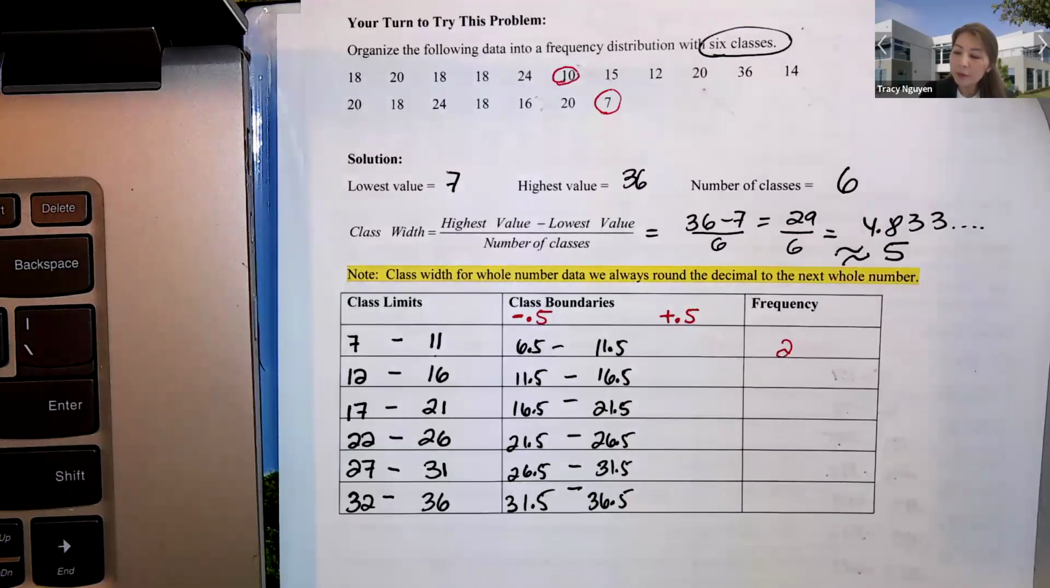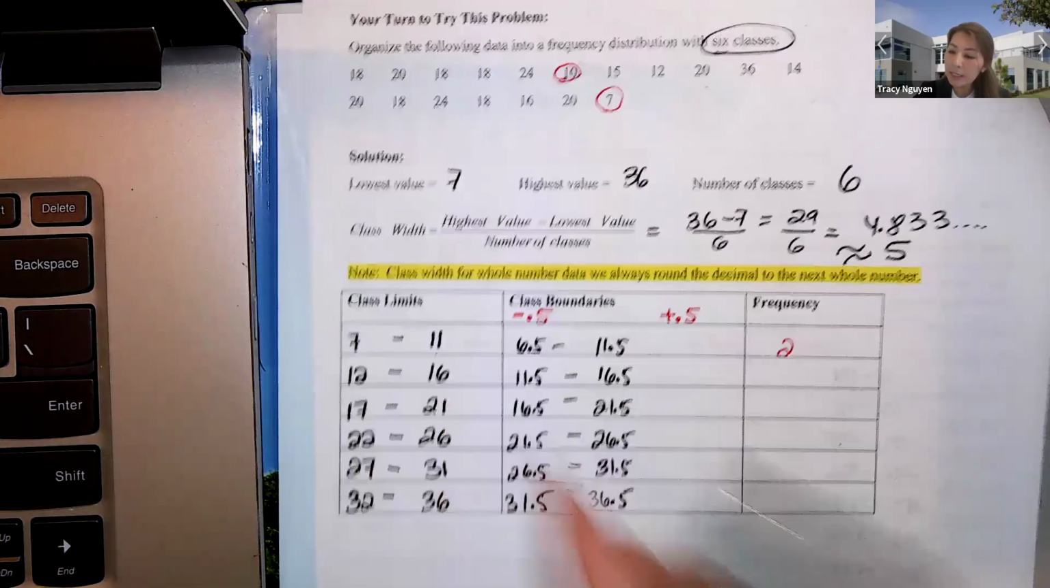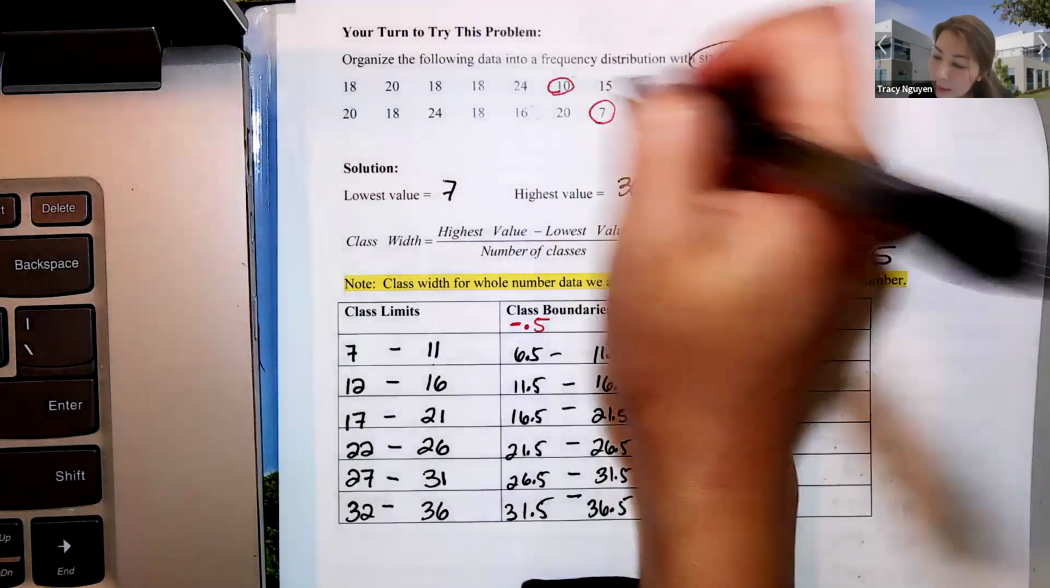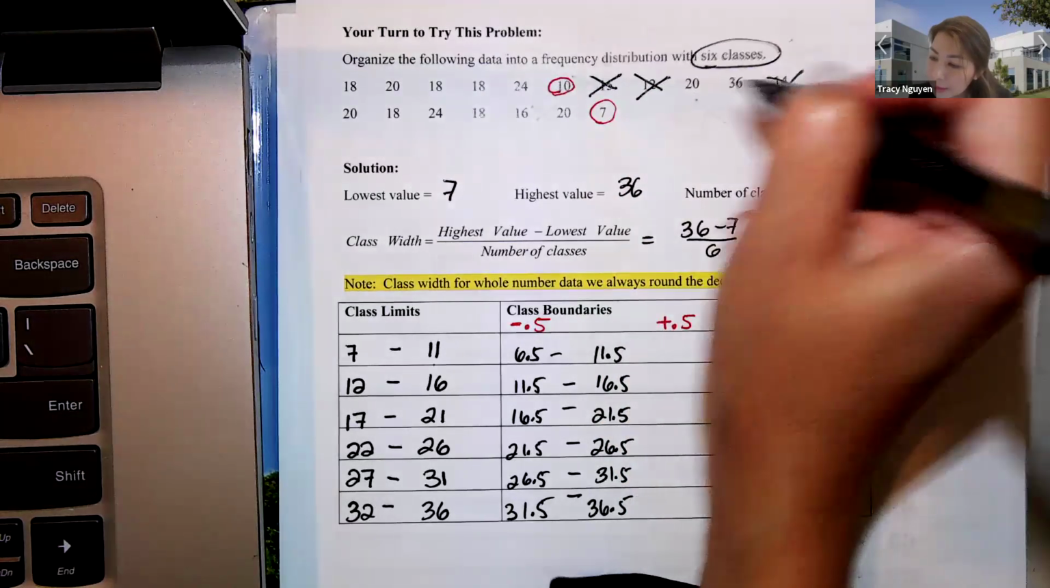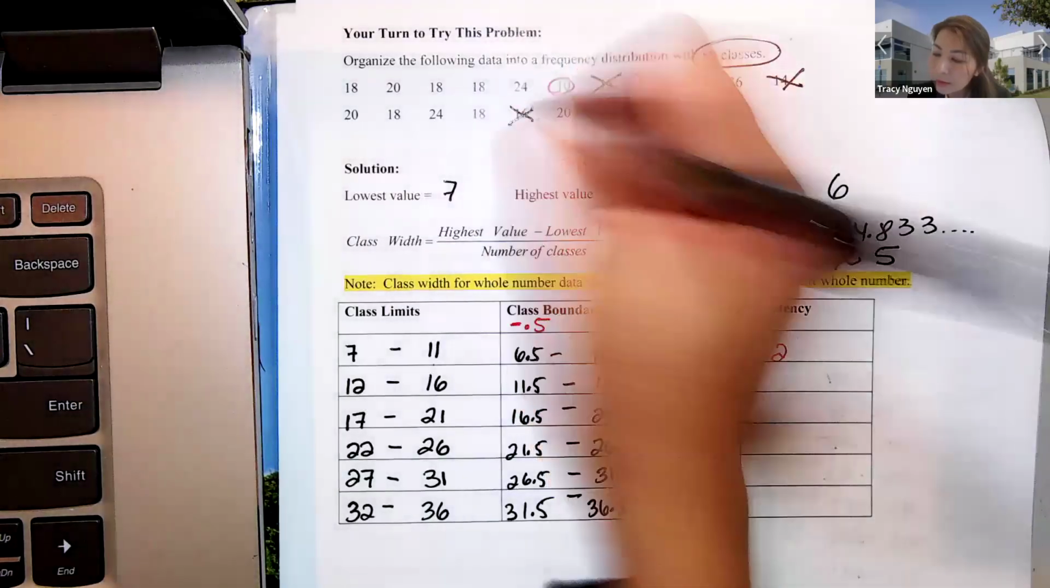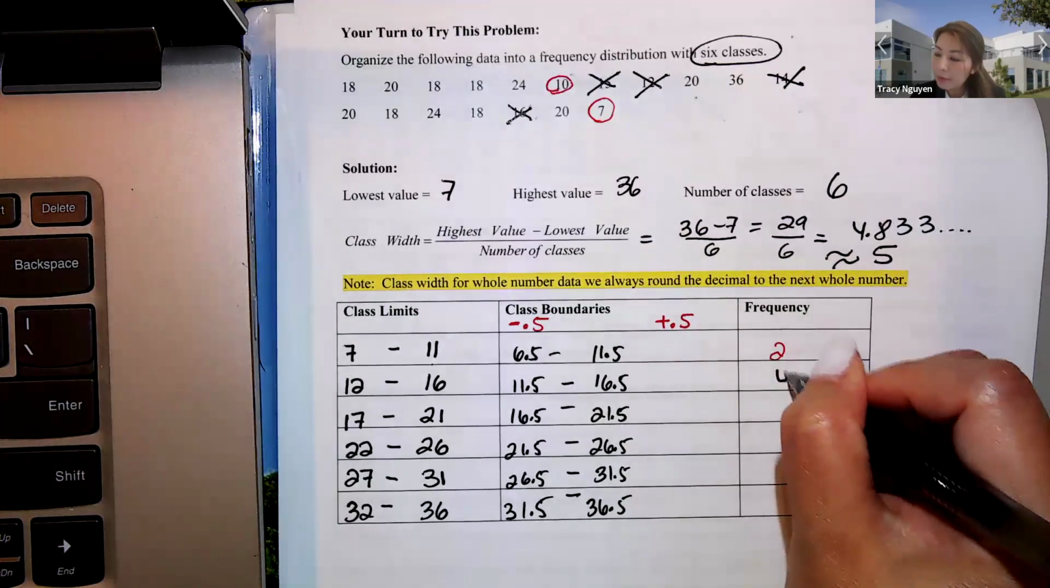How many data values from 12 to 16? 12 to 16, we have a 15, we have a 12, we have a 14, 16 here. Okay, it looks like we have 4.